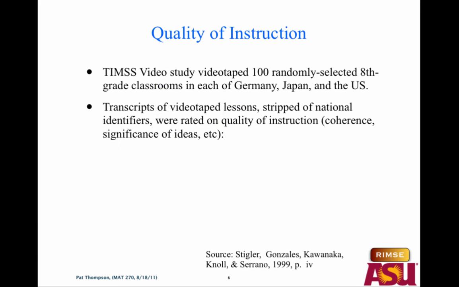So there was a study called the TIMSS video study, and what they did was they videoed 100 randomly selected 8th grade classrooms in Germany, Japan, and the US. And they made just black and white transcripts of what happened in those classes. And they stripped away all the cultural and national identifiers. And then they had other people from outside the study read through those. They had no idea which country each classroom transcript was from. So they're trying to compare those countries without any knowledge of what country it was from.